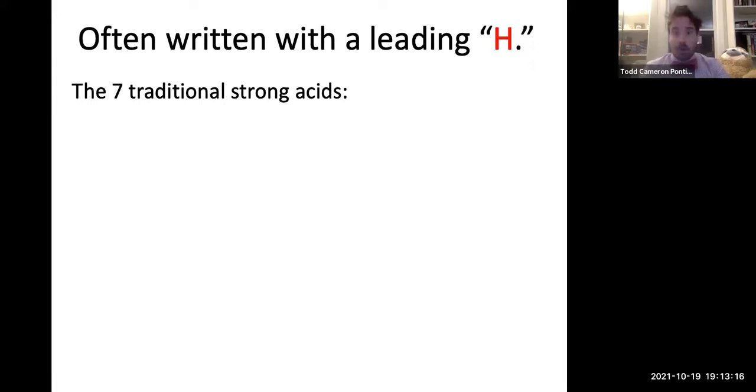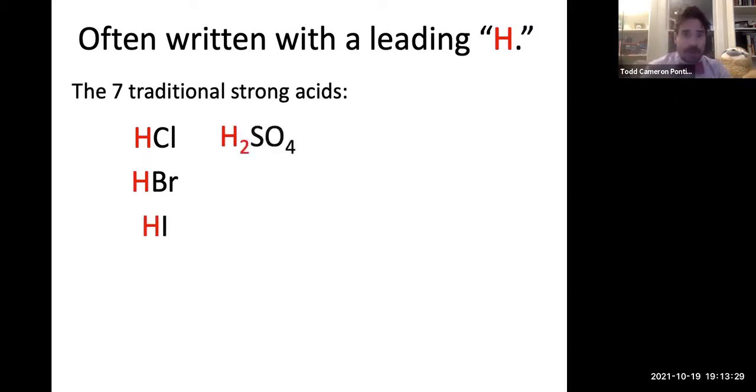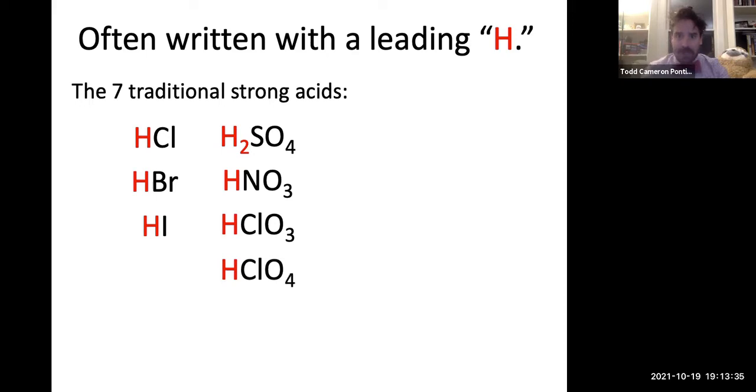There are the 3 diatomic ones. There's hydrochloric acid, HCl, hydrobromic acid, HBr, hydroiodic acid, HI, the friendliest of them all, high. There's sulfuric acid, H2SO4, nitric acid, HNO3, chloric acid, HClO3, and perchloric acid, HClO4. These all dissociate completely. And notice that traditionally these are written with a leading H. Not always, but just oftentimes to emphasize that they can lose that proton.